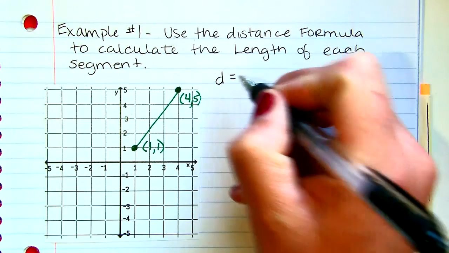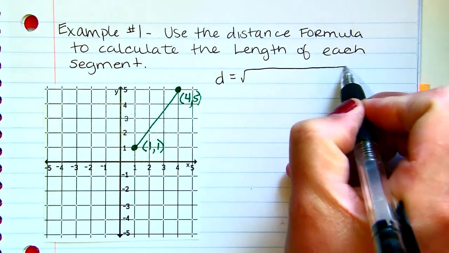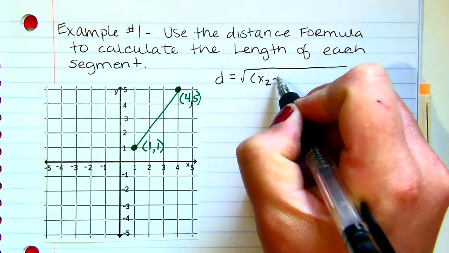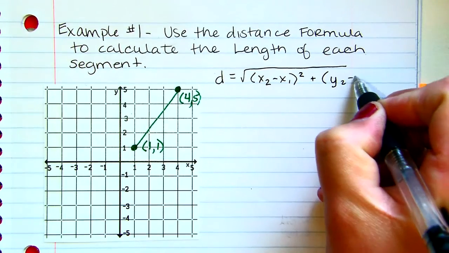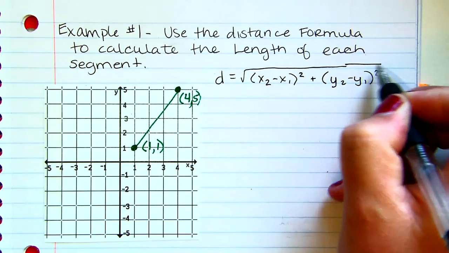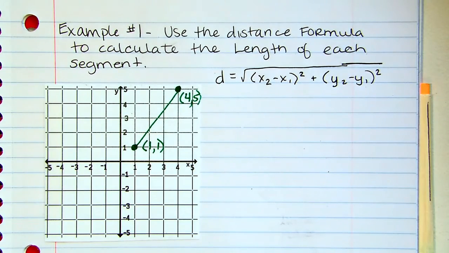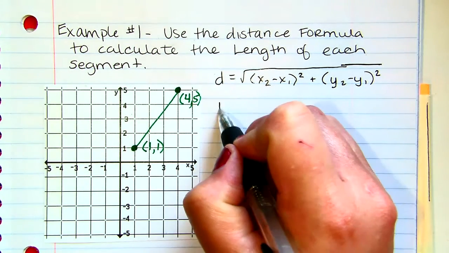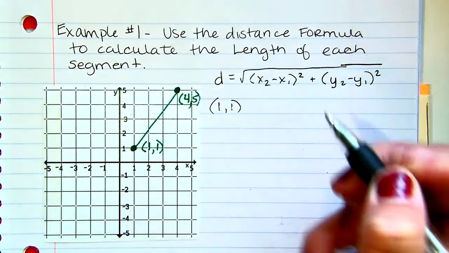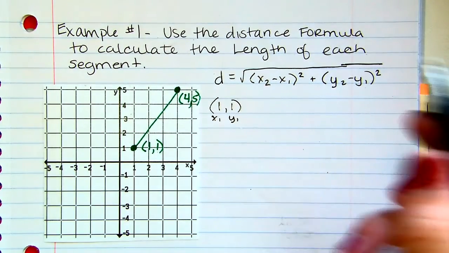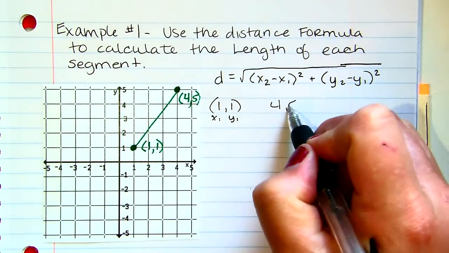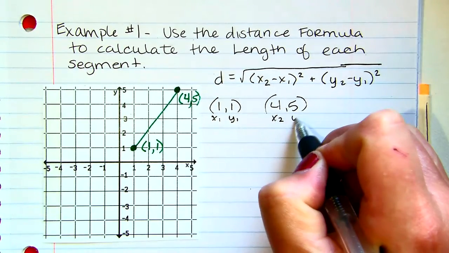So D for distance formula is equal to the square root of x2 minus x1 squared plus, in parentheses, y2 minus y1 squared. And I'm continuing that all the way down. Now, what I'm going to do is identify what is my x1, y1, and what is my x2, y2. My first point that I have is 1, 1. This is my x1, this is my y1. The second point I have is 4, 5. So this is my x2, my y2.